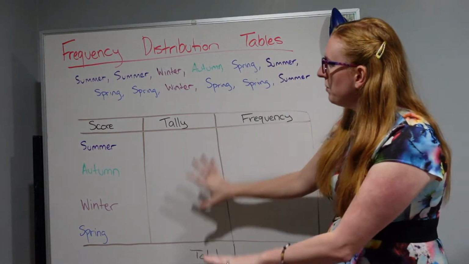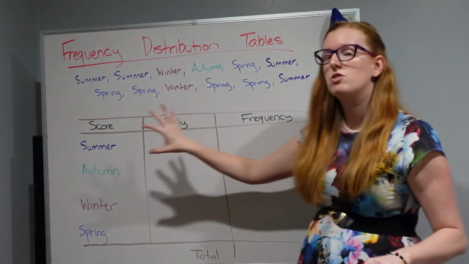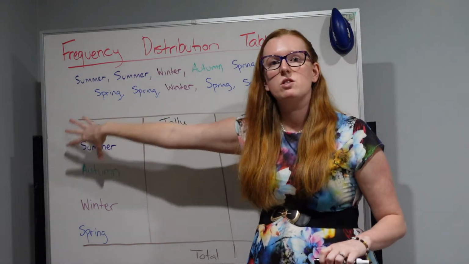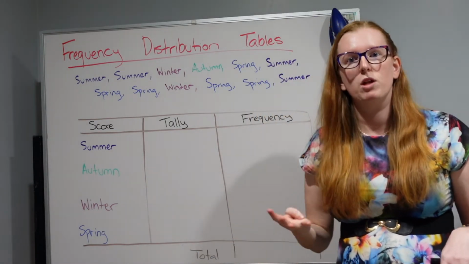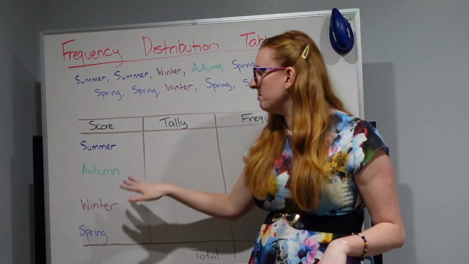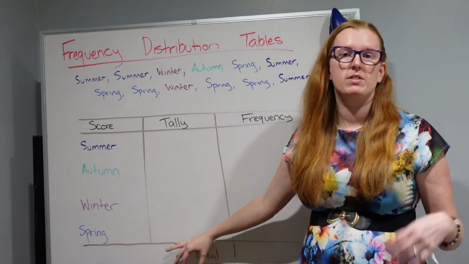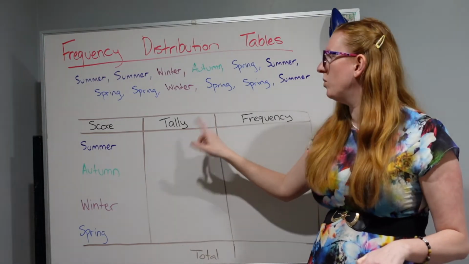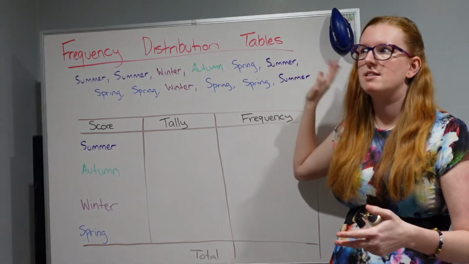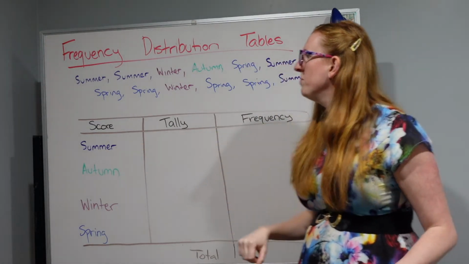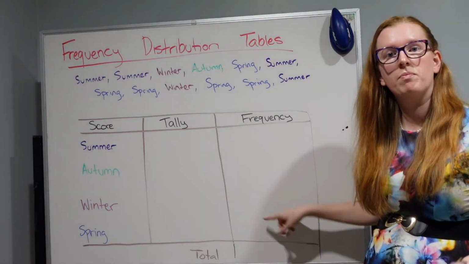So what I'm going to do is create a frequency distribution table, which is this, and it has 3 columns. The first column is the score, which in other words is the answer that people gave. So there were 4 possible options to choose from. They could choose summer, autumn, winter, or spring. The second column is tally. So we put our tally marks in there, so basically one little line for each vote or each answer that matches that particular one. And then at the end we add up our tally marks and write that here in our frequency column. It's very simple.